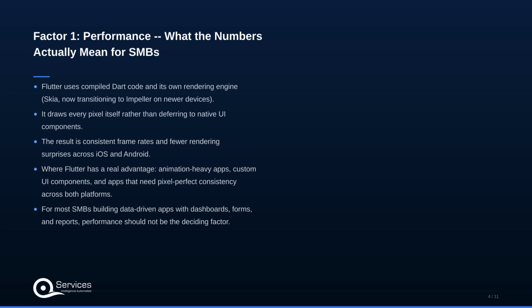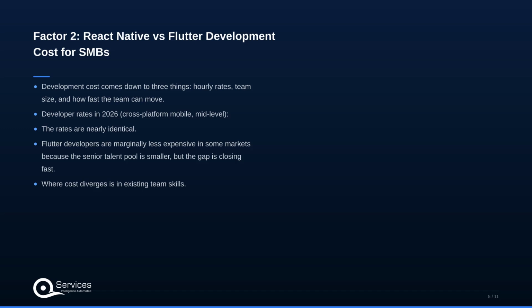For most SMB use cases, the performance difference in production is small enough that it won't show up in user reviews. Where Flutter has a real advantage: animation-heavy apps, custom UI components, and apps that need pixel-perfect consistency across both platforms. Where React Native holds up better: apps that need deep integration with native device modules or that sit next to existing JavaScript or TypeScript web code bases. Now, next up, Factor 2, React Native versus Flutter development cost for SMBs.